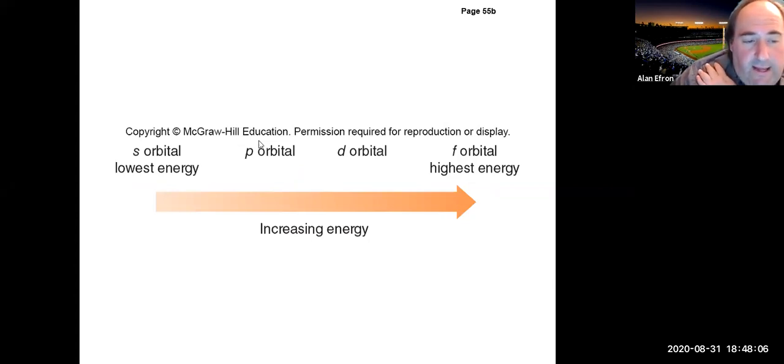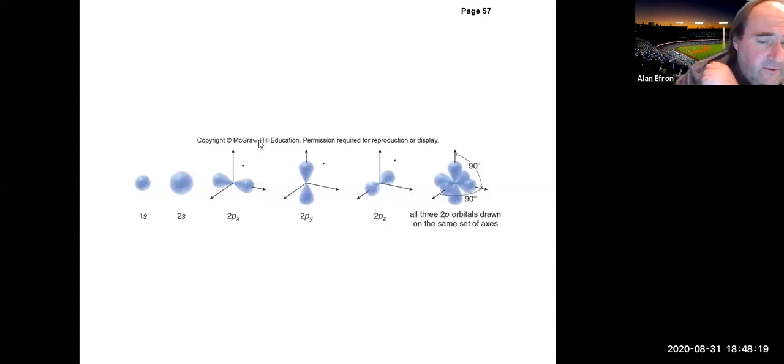I don't know if I have any link to learn more about those, but there should be a little bit more in your textbook. For our purposes in this class, you don't necessarily have to know more than what they are and how many electrons they can hold.